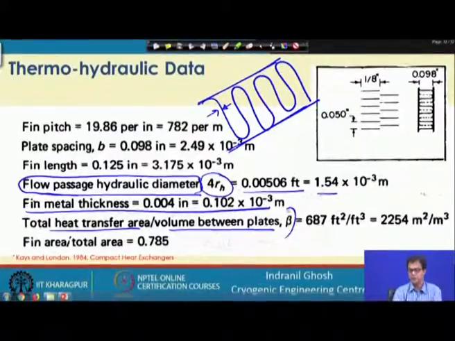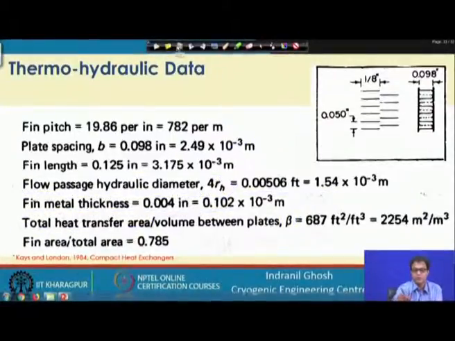Then we have the total heat transfer surface area divided by the volume between the plates. This beta is an important parameter. When we know the overall volume between the plates, we would be able to estimate the total heat transfer surface area, which is something we need. Another piece of information given is the fin area by the total area, which is again very important for us.